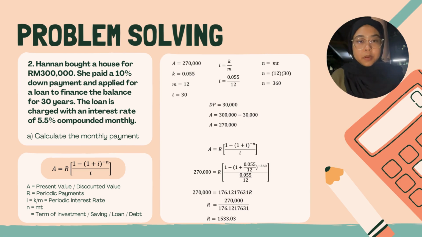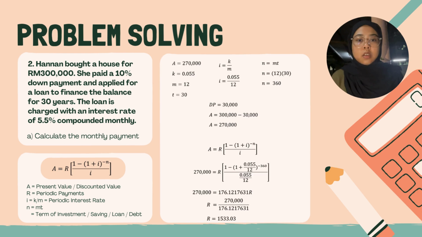So now I will be explaining how to calculate the monthly loan payment for a housing loan using the information given in this problem. So Hana is buying a house that costs 300,000 ringgit and she makes a 10% down payment, which is 30,000 ringgit. This means that she doesn't need to borrow the full amount and she only needs to apply for the loan to cover the remaining 270,000 ringgit. She plans to pay off this loan over a period of 30 years and the bank charges her an interest rate of 5.5% per year compounded monthly. So our task is to calculate how much Hana needs to pay every month.